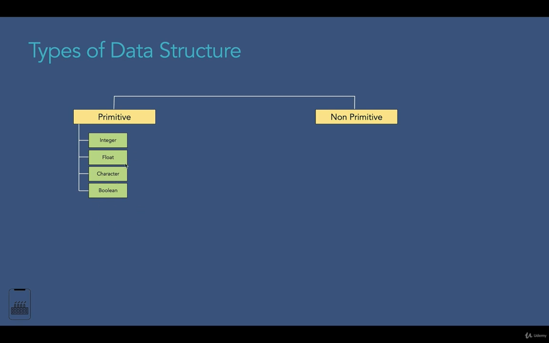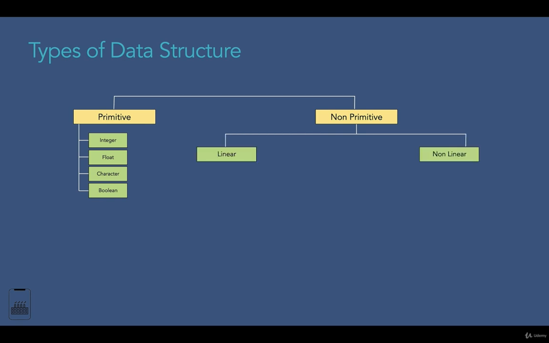Another type of data structure is non-primitive data structures. They are also referred to as user-defined data structures. Non-primitive data structures are derived from the primitive data structures by combining two or more primitive data structures together. These data structures can be divided into linear data structures and nonlinear data structures. So what is a linear data structure?